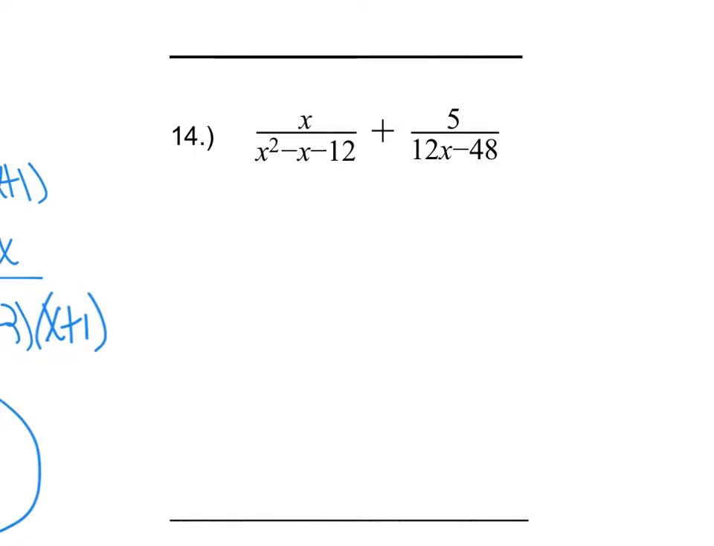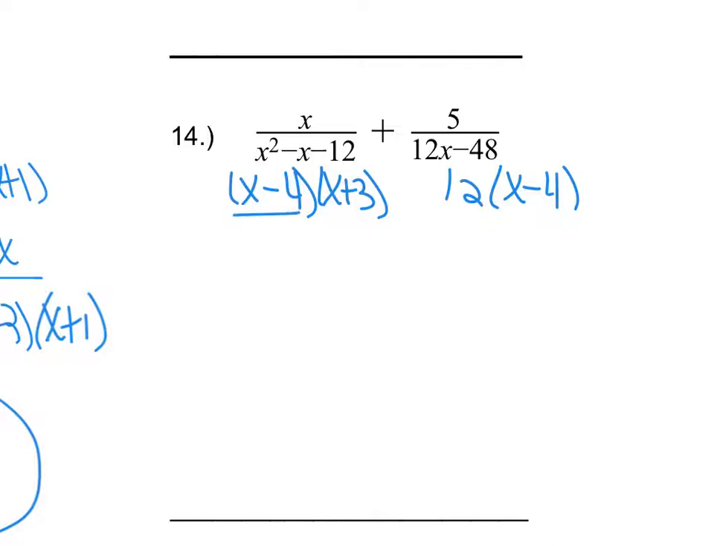All right, number 14, when in doubt, factor it out. So let's go ahead and factor. I'm going to have x minus 4, x plus 3. This one I'm going to take out a 12 and I'm left with x minus 4. So when I look at what I have here, I have an x minus 4, an x plus 3, and a 12. I already have an x minus 4 over here. So what I am missing on my term on the left is a 12. So I need to multiply the top and the bottom by 12. And what I am missing on the right is an x plus 3.